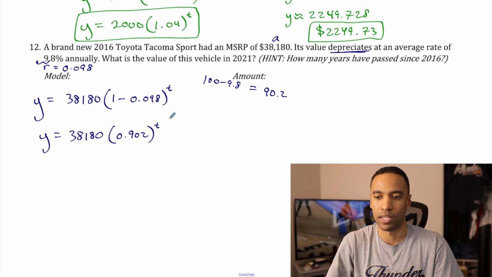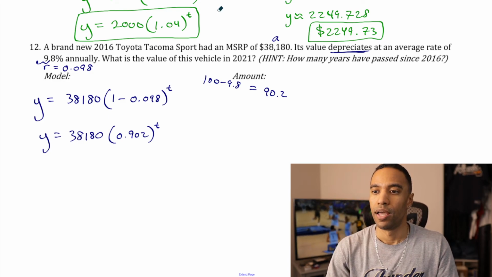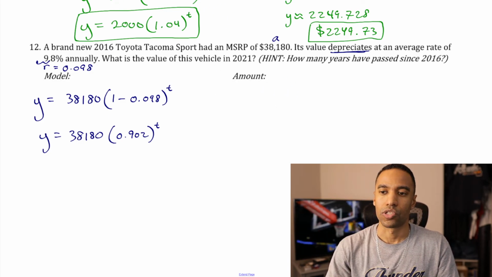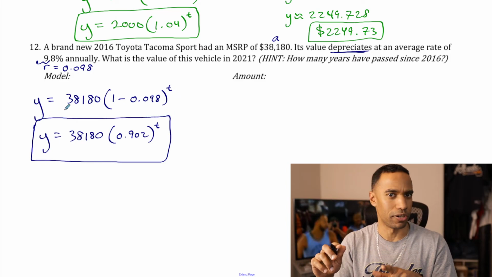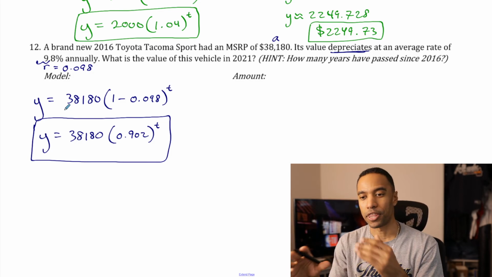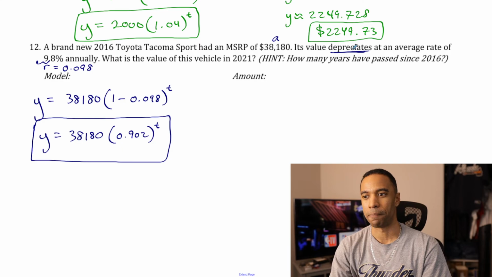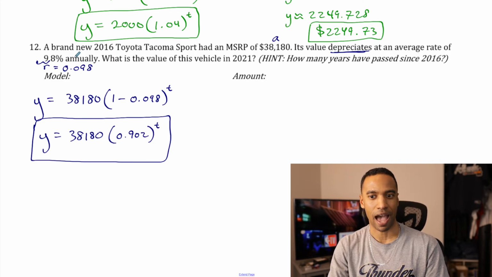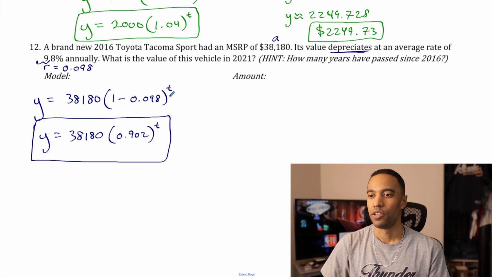0.902 all raised to the t power. All right, so that's the model. So the Toyota Tacoma Sport averages over time, and I think I researched this. I think this is accurate. It's not perfect, but I think there was a value in 2021 and things like that. And I think I figured out this was kind of the average depreciation of it from its original MSRP. Anyway, you don't need to know that.